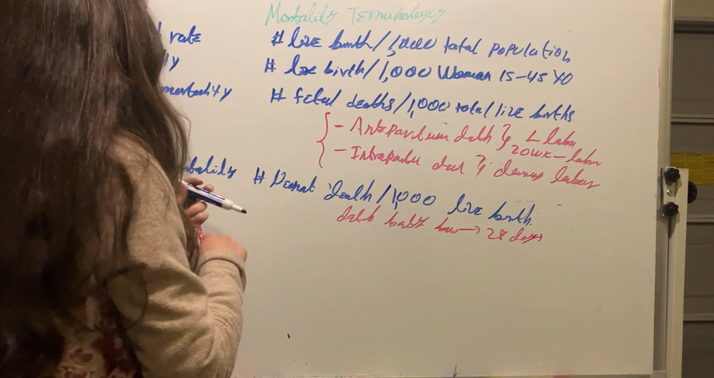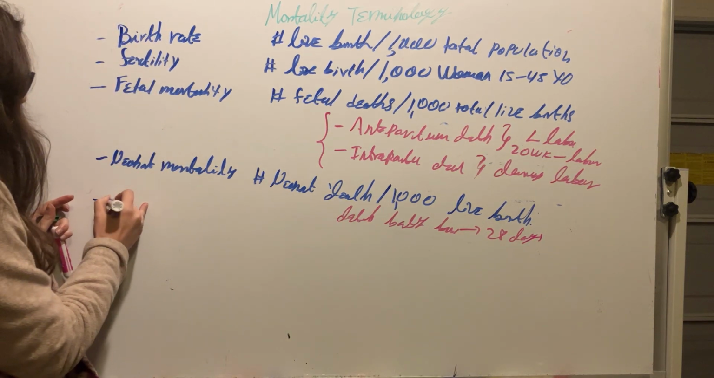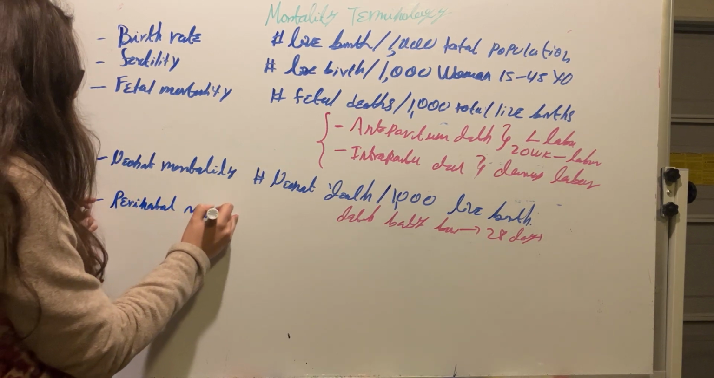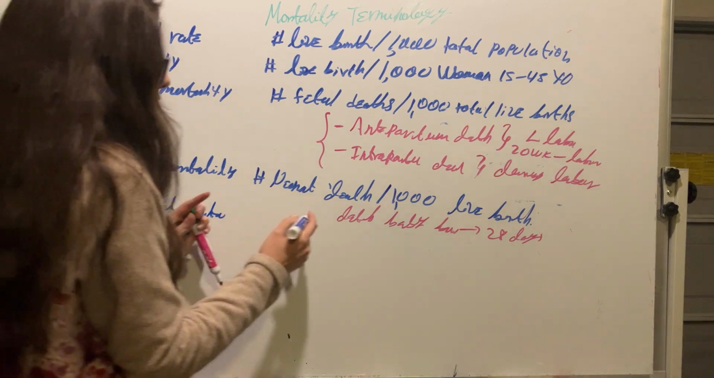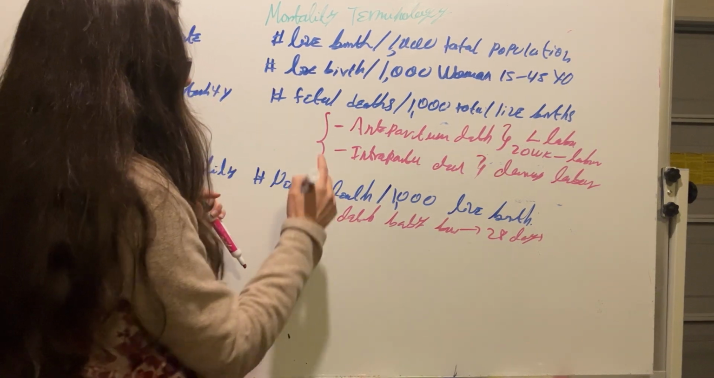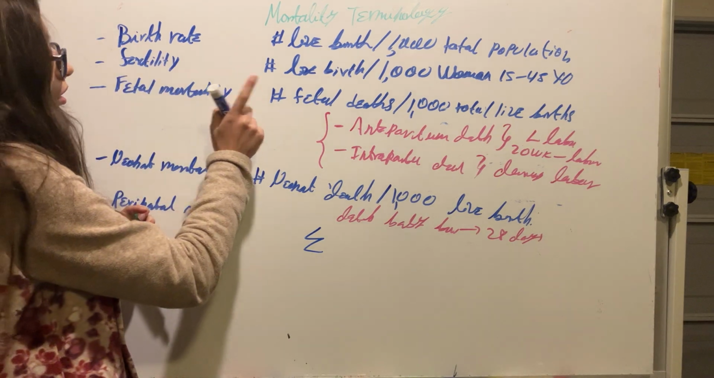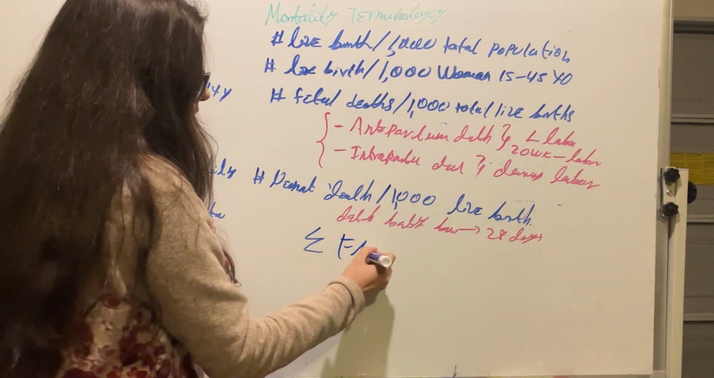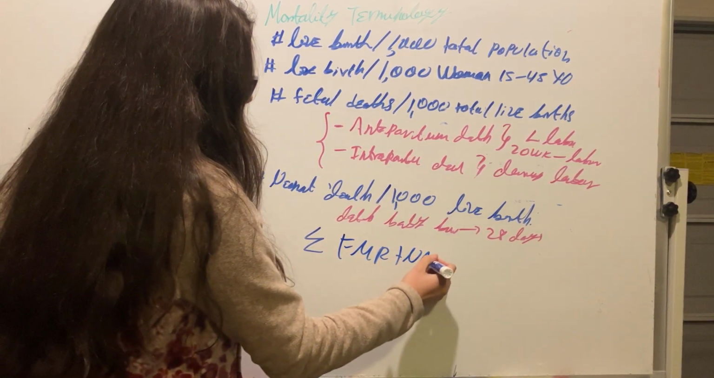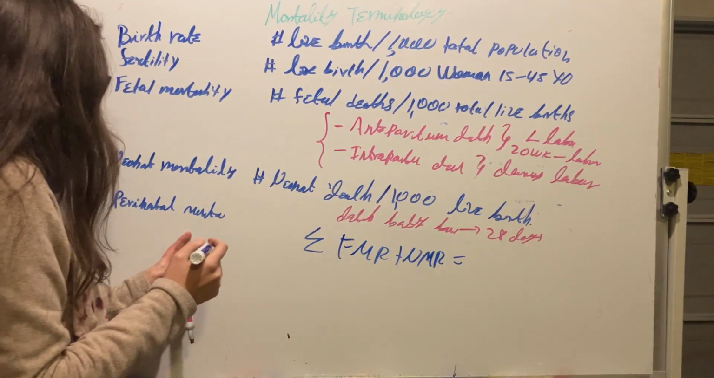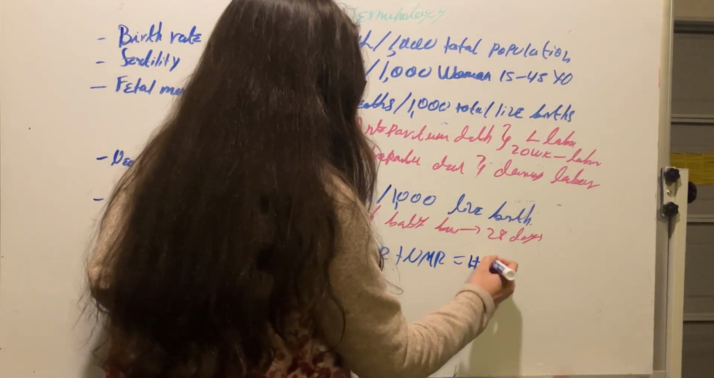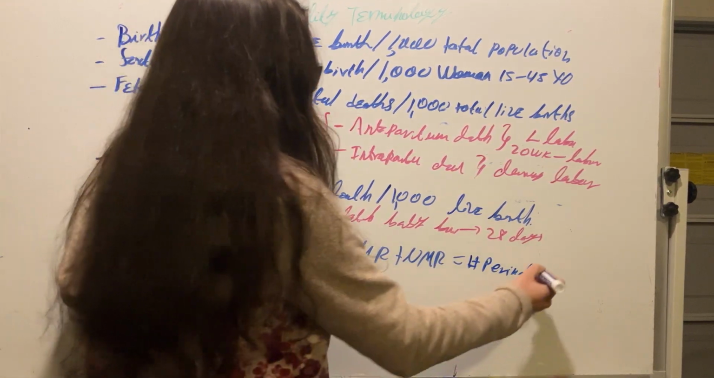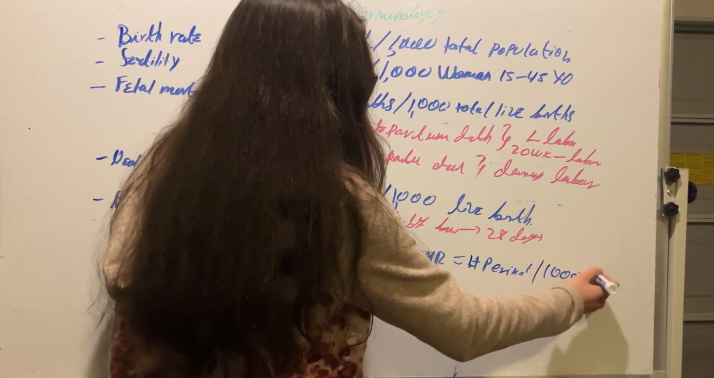28 days. Then we have the perinatal mortality rate, which is the summation of the fetal mortality rate plus the neonatal mortality rate. In other words, this is the number of perinatal deaths divided by 1,000 total births.